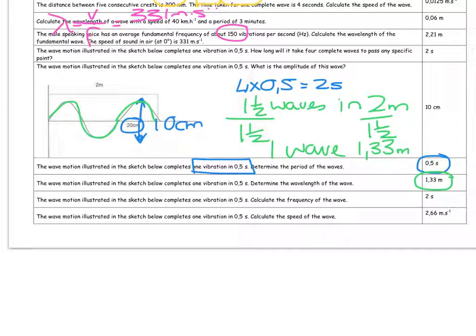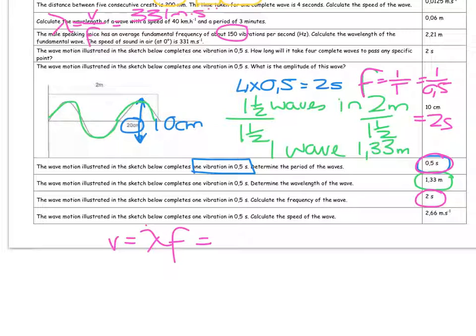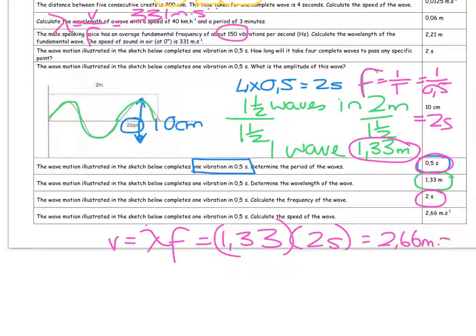We're given the sketch again, and now we want the frequency. Frequency is equal to 1 over period, which is equal to 1 over, the period was 0.5. And therefore I land up with 2 hertz. And now what is the speed of the wave? v is equal to lambda f. I've got lambda, that's the wavelength, 1.33. I've got the frequency, 2 hertz, and therefore it's 2.66 meters per second when I multiply.